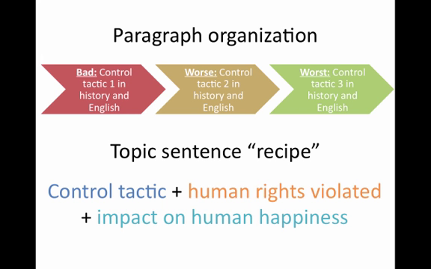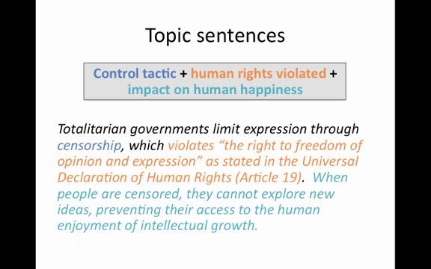Okay? Each of your topic sentences is going to have the same stuff in it that your thesis does. And so your recipe for doing a topic sentence is to talk about the control tactic, plus the human rights it violates, plus its impact on human happiness. So let's look at what some of those topic sentences following the recipe would look like. Again, remember the recipe is a control tactic, the human rights it violates, and its impact on human happiness.